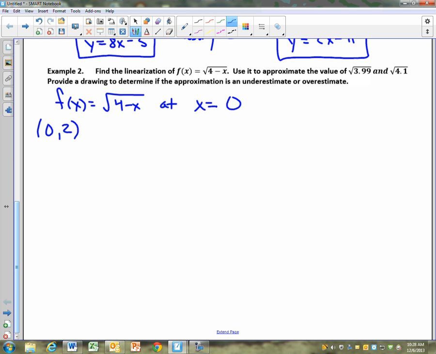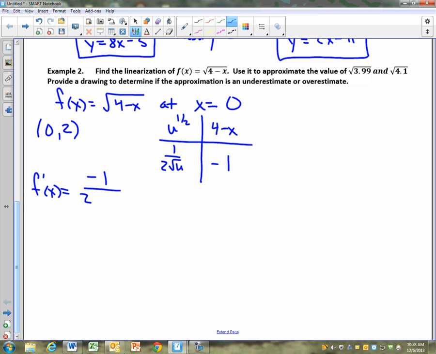Now I need to find the slope. In order to find the slope, I need to take the derivative. Very good. So we have to use the chain rule. I have u to the 1/2 and 4 minus x. So I got 1 over 2 roots of u and negative 1. So f prime of x is equal to negative 1 over 2 roots of 4 minus x.